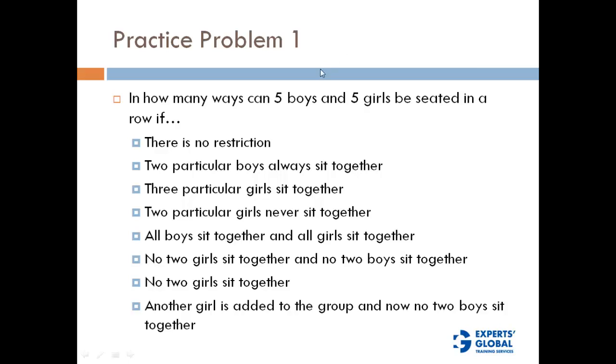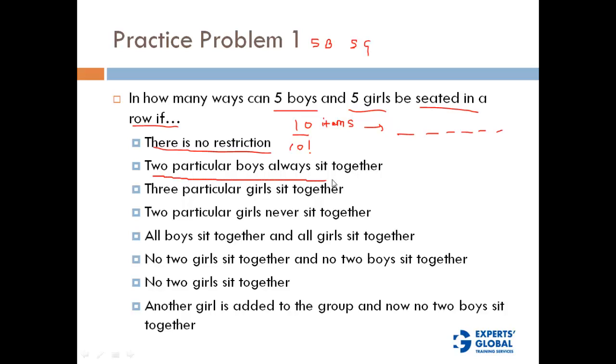Okay, let's look at the first one. In how many ways can 5 boys and 5 girls be seated in a row? Now this is seating in a row. That means we are worried about permutations. 5 boys and 5 girls. Okay. There is no restriction. That means we have 10 items, right? We are making them arrange in a row. That means the first person is going to have 10 choices, the second person is going to have 9 choices, and so on. So we are going to end up with 10 factorial.